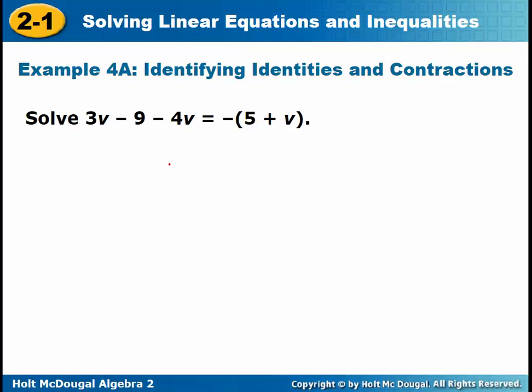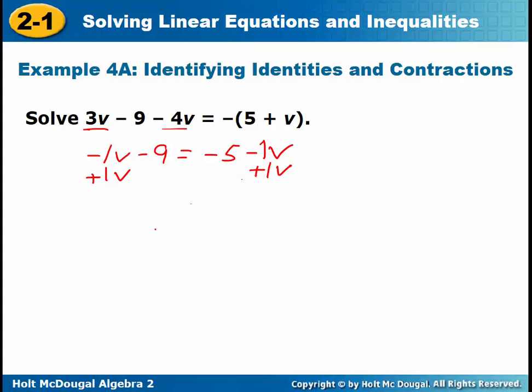So the way you do these problems is you go ahead and you start solving just like you normally would. So 3v minus 4v is minus 1v minus 9. On this side I have to use the distributive property and I would get negative 5 minus v. And then my next step is to get my variables on the same side. So I'll add 1v to both sides.